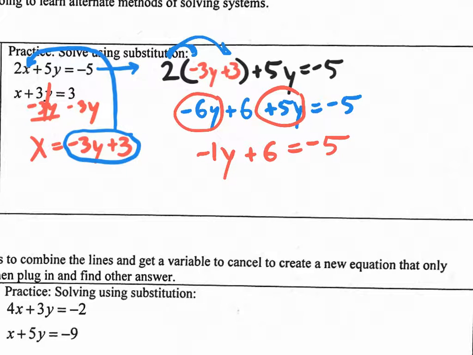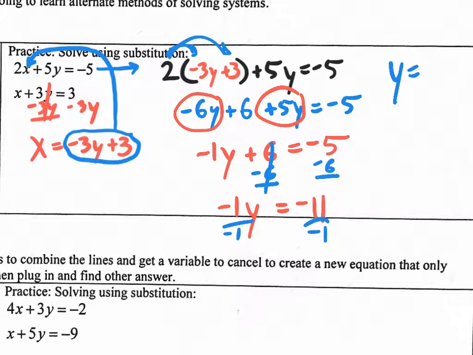I'm almost done. What do I do next to solve for y? Subtract 6. What you do to one side, do to the other. We will end up with negative 1y equaling negative 11. The final step will be to do what? Divide by negative 1, divide by negative 1. So y equals 11.